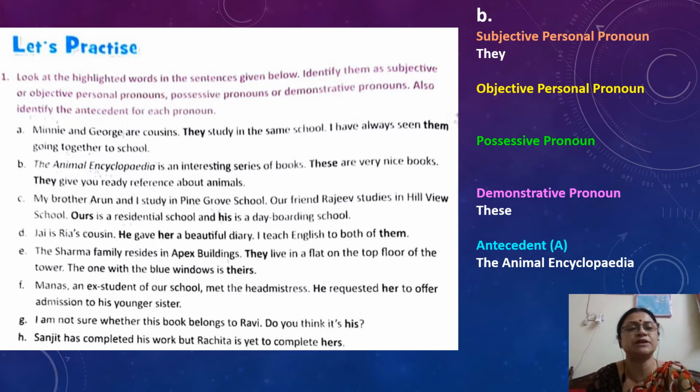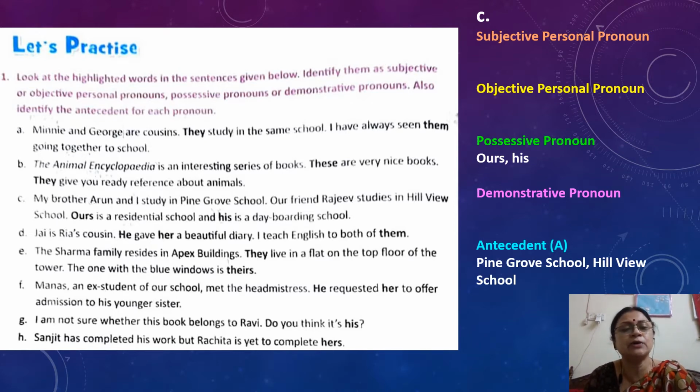Coming to the next question. My brother Arun and I study in Pine Grove School. Our friend Rajiv studies in Hillview School. Ours is a residential school and his is a day boarding school. Let's move to the answer. So here in C, the highlighted pronouns are ours and his. Both are possessive pronouns as they indicate possession. And here the antecedent for ours is Pine Grove School and for his is Hillview School.